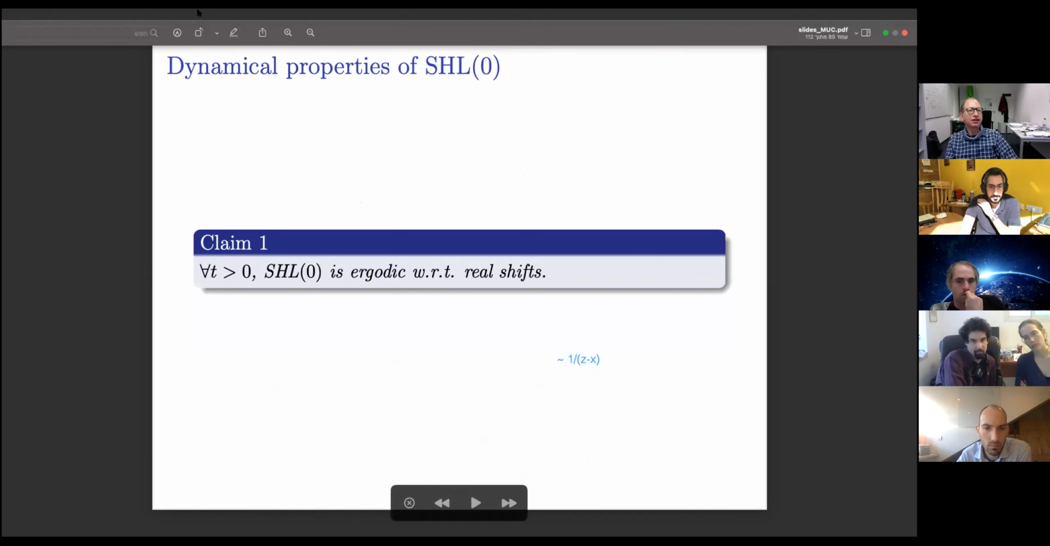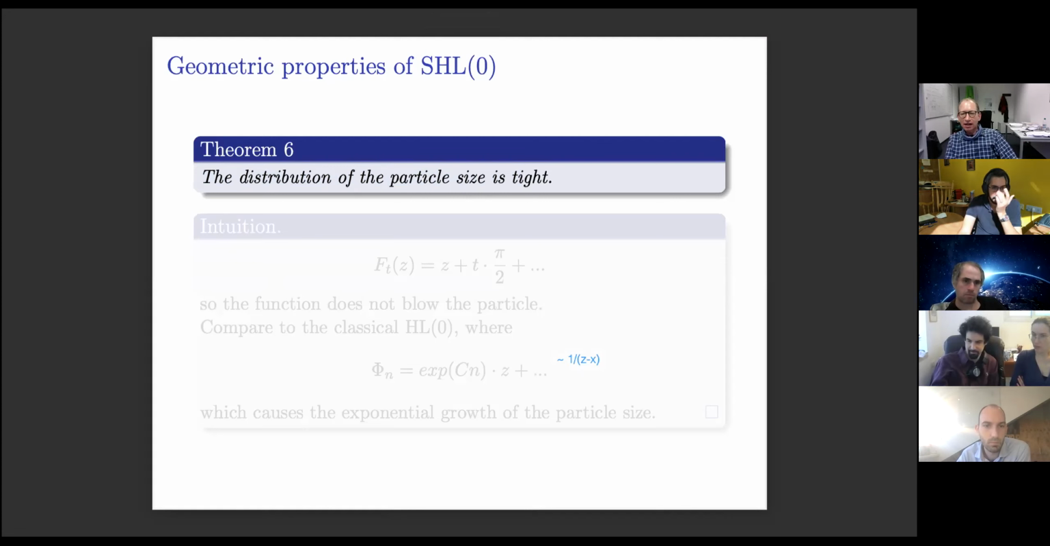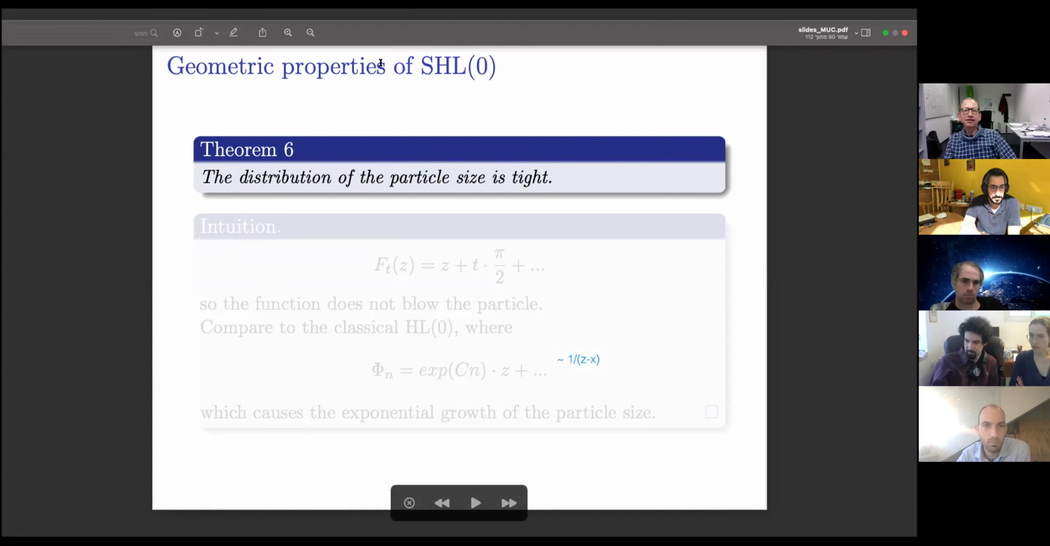Okay, so what can we say about this process? That's actually, I hope to have more time for that. Maybe the most important thing in our opinion is that the sizes of the particles don't grow over time. So the distribution of the particle size is tight. And why is this true? I will not give you the proof, but I'll explain intuitively why it should be the case.